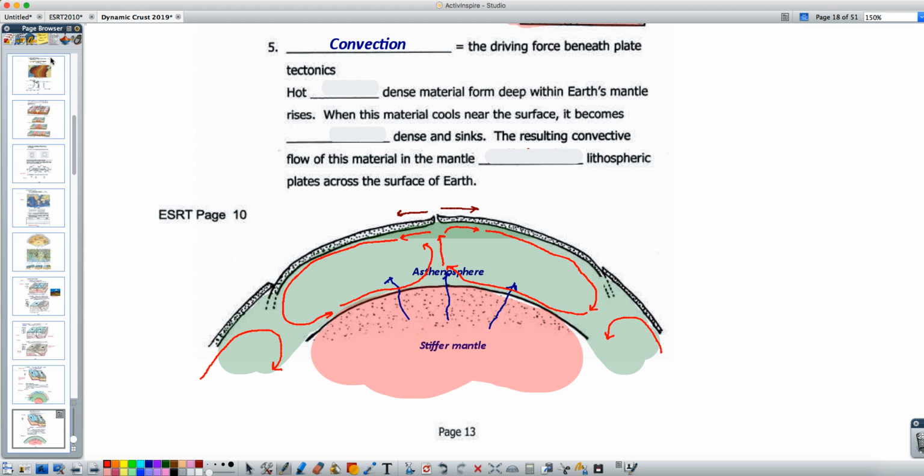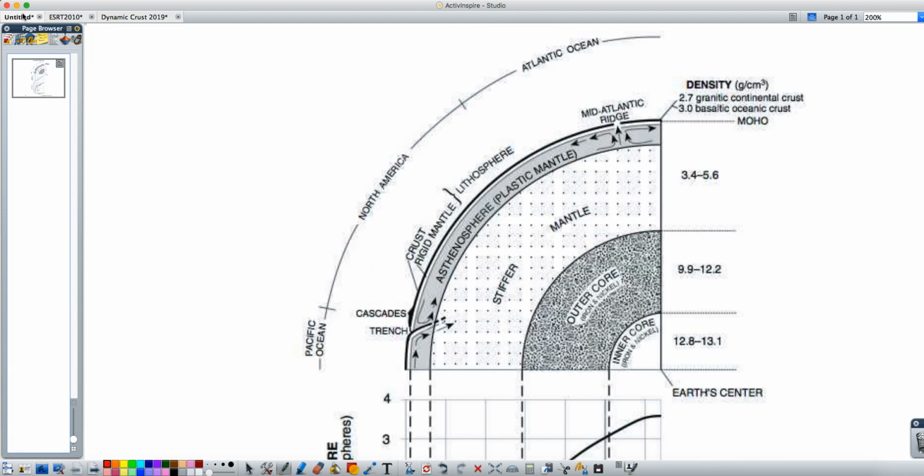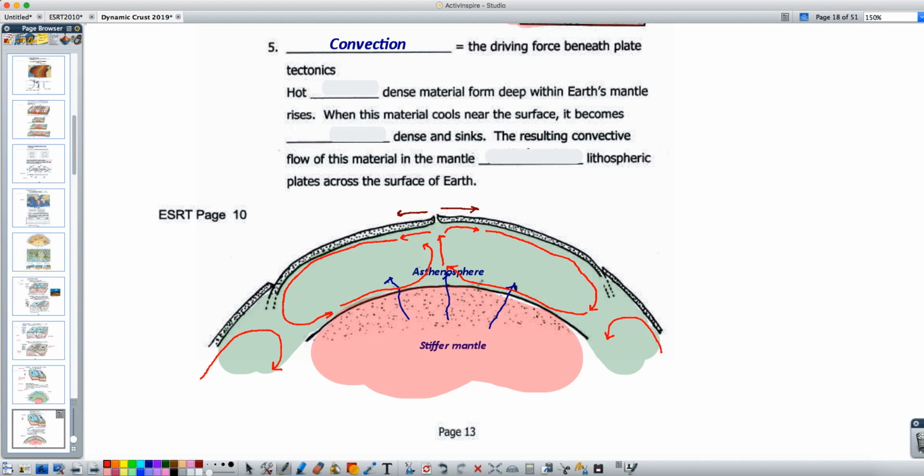And you can take a look and see the exact same thing in your ESRT on page 10. Notice the circulation pattern right here in the asthenosphere where the material can move. That plastic mantle, that material can move. See the circulation right there? Okay, so what's happening? Where the material sinks, that's where the plates are coming together, right here. So notice this whole plate's moving this way.